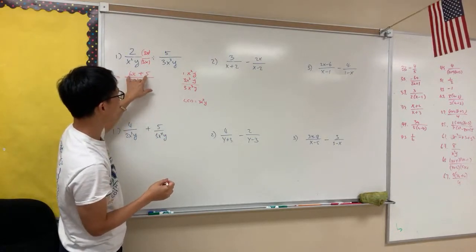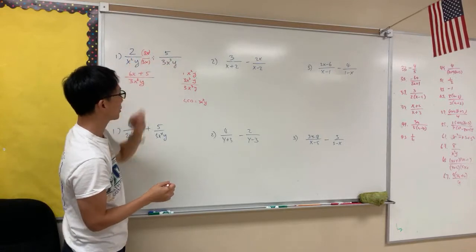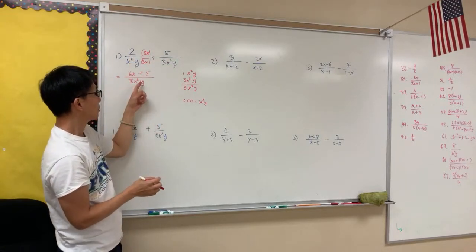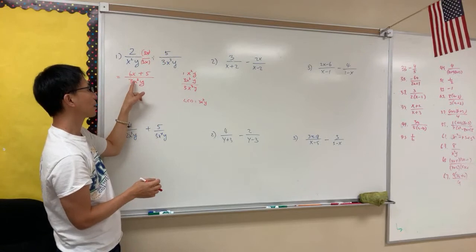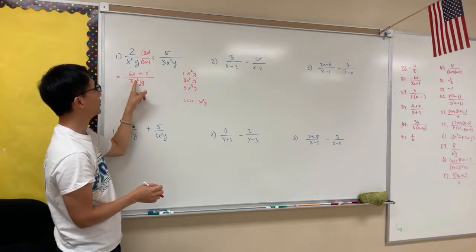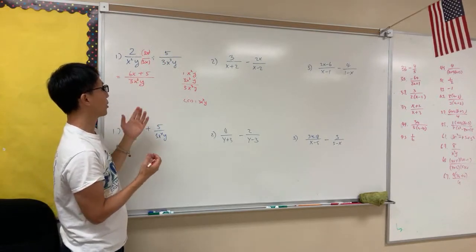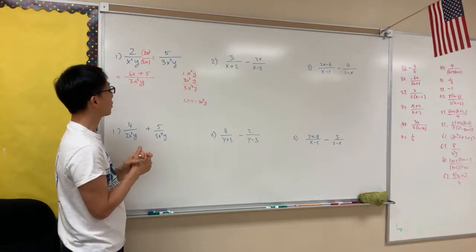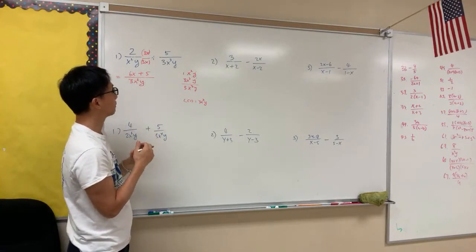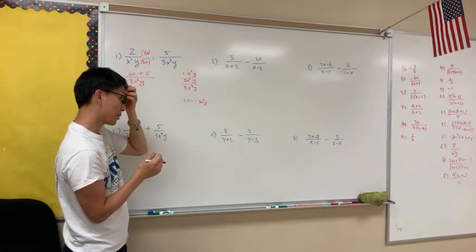If the denominators are the same, then I just add the tops, which is 6x plus 5. And then you're done. Remember, you cannot cancel this x and x because that's technically not legal to do. You kill a puppy when you do it. So you cannot go any further. This is the best you can do.